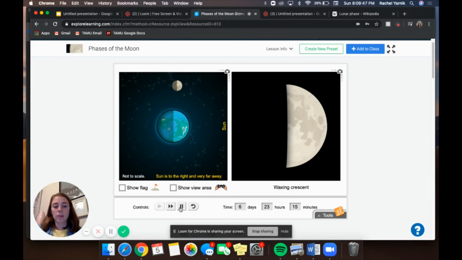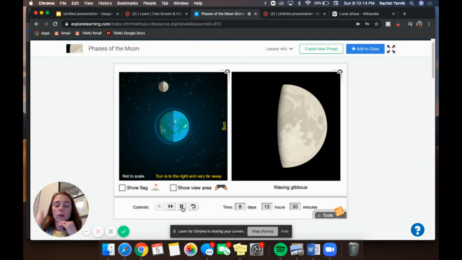And then here at about day 7, we're going to see our first quarter. So the first quarter moon from Earth, it appears that half of the moon is being lit, and we can only see half of the moon that's being lit, and that's why it's called first quarter. Because if you divide a half by 2, it's a quarter. So that's why we call it a first quarter moon. So we're going to keep going.